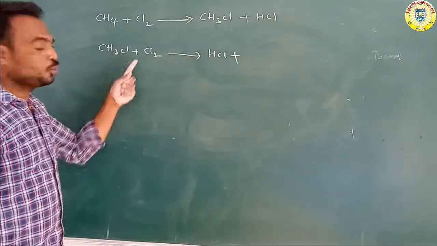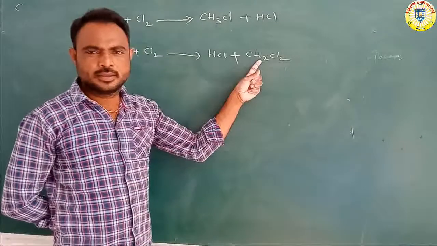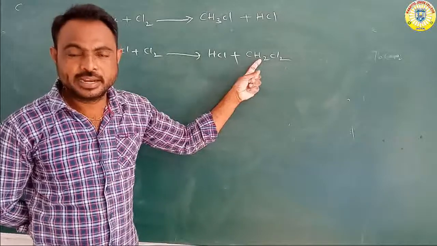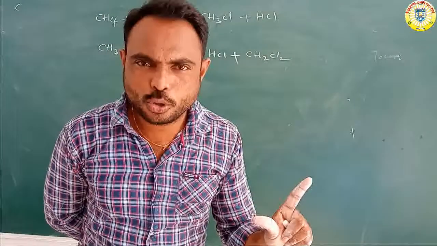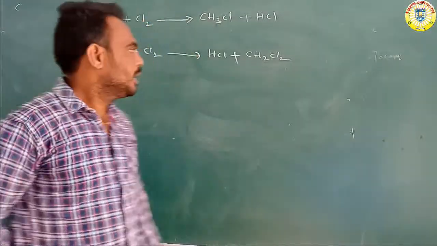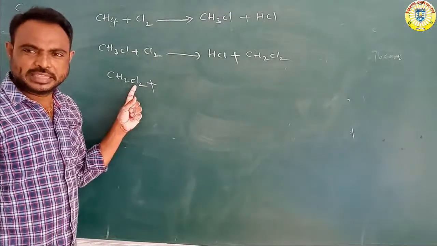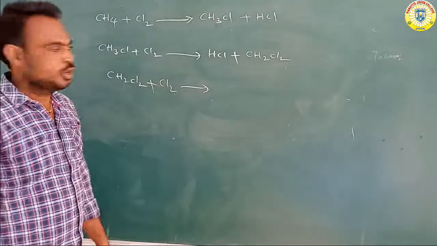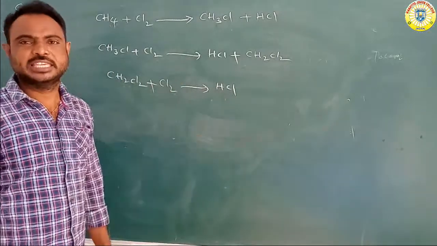Next, CH2Cl2. It is methylene dichloride. It is also called dichloromethane. Next further, CH2Cl2, dichloromethane or methylene dichloride, reacts with chlorine to form HCl. So one H, one chlorine to form HCl.